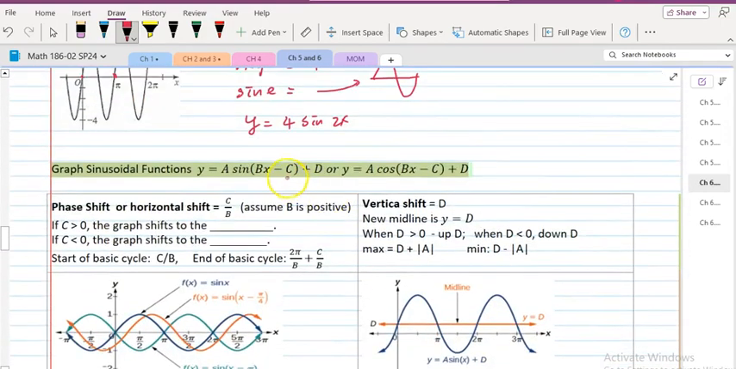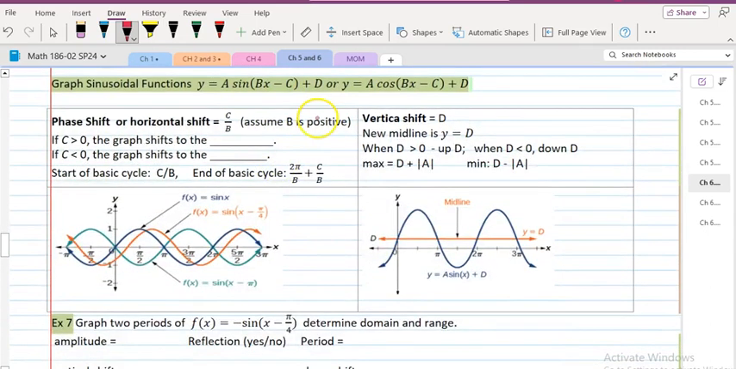Now, if I have a minus c inside the function, it amounts to a horizontal shift, also known as phase shift in trig functions. The amount of phase shift is c over b. Remember, this c is not factored out. It is bx minus c. Vertical shift would be the d that is outside. So if you plus d, then there is a vertical shift.